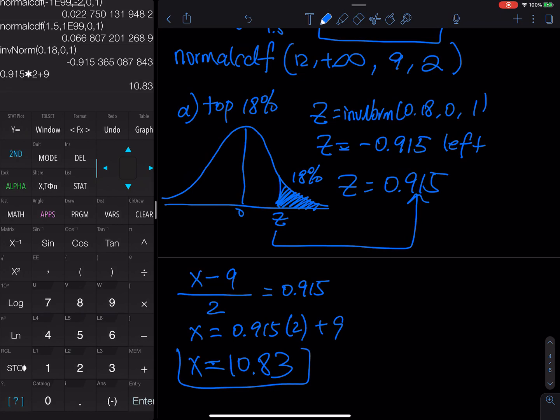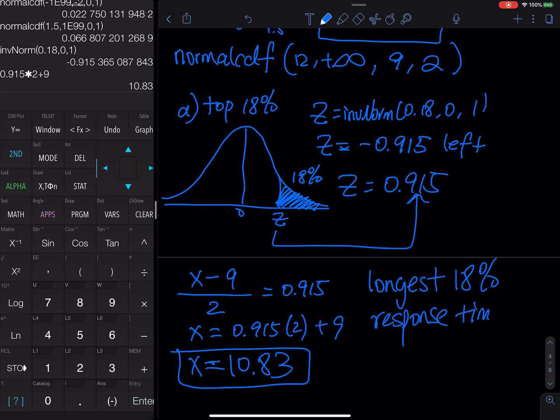So 10.83 is actually above 9, right? So that is above average. So this one is actually not the fastest response time. This one is the longest 18% response time, greater than or equal to 10.83 minutes. So that is a bad thing, right? The police take a long time to arrive at the scene.